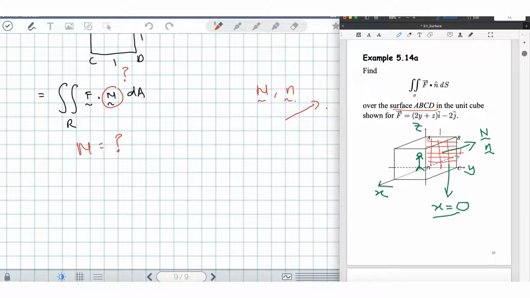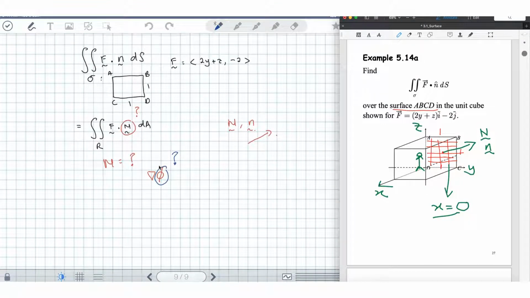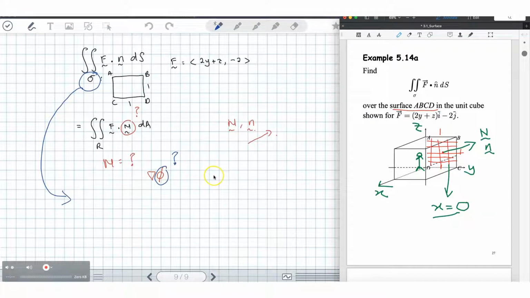We get that from finding the gradient phi. In order to get the gradient phi, you have to get the phi first. How can you get the phi? So to get the phi, you have to refer to your information regarding the surface function or equation.